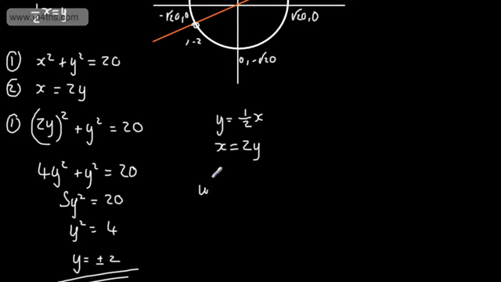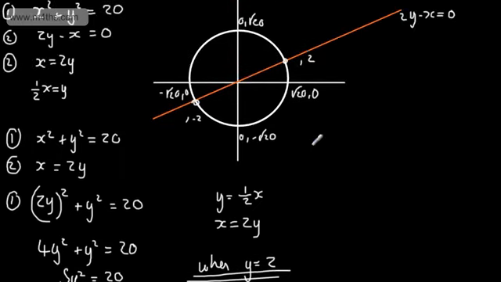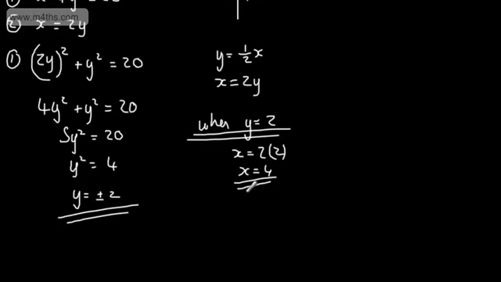So we can say when y is equal to 2, what we're going to have then is x is going to be equal to 2 lots of 2. So we're going to have x is equal to 4. And that gives us this point right here. So that's going to be now 4, 2. So we've got now the point, and let's put here, we've got 4, 2. If you're asked for the coordinates, that gives us now the coordinates.